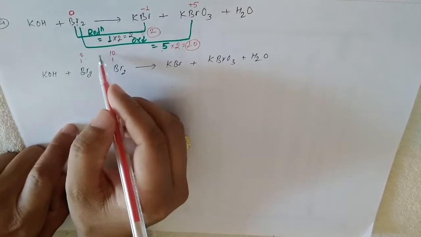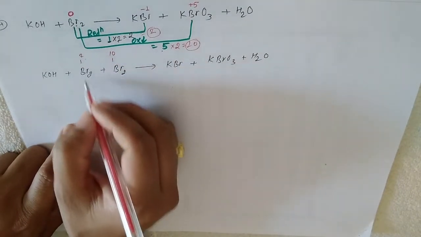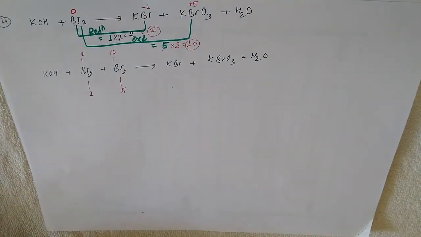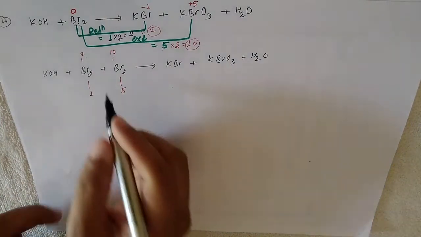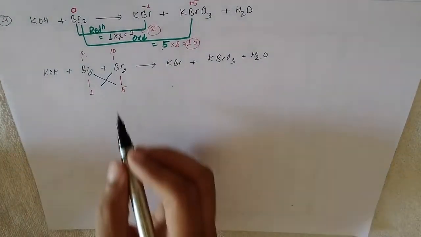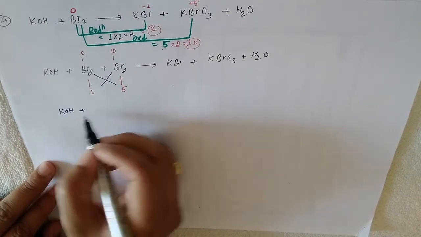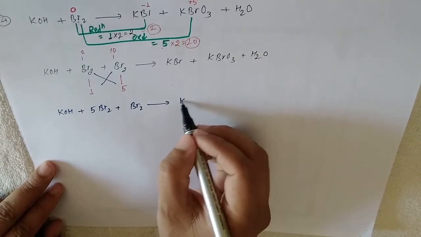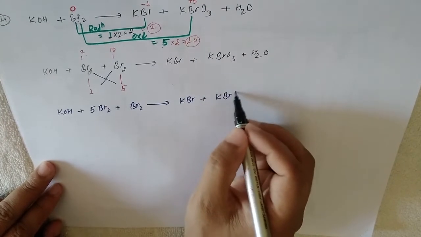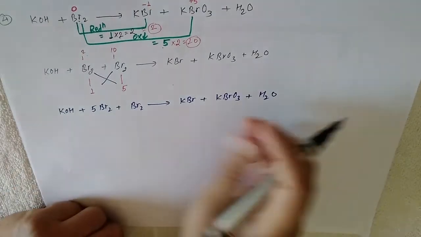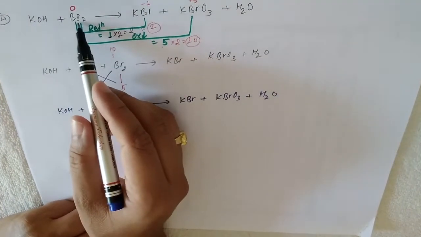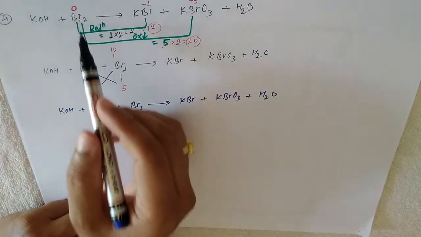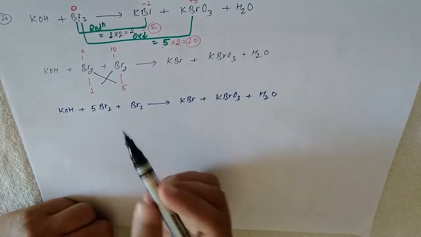2 for this Br2 and 10 for this Br2. Both are even and there is a common factor, so we take it common. After taking common, we can write this as 1 and this as 5. Now crisscross the oxidation and reduction changes. After crisscrossing, we get KOH plus 5 Br2 plus 1 Br2, KBr plus KBrO3 plus H2O. It is easy this way. If we write Br2 only once, we can also balance, but for some complicated chemical reactions, if we use only one element it will get more complicated.